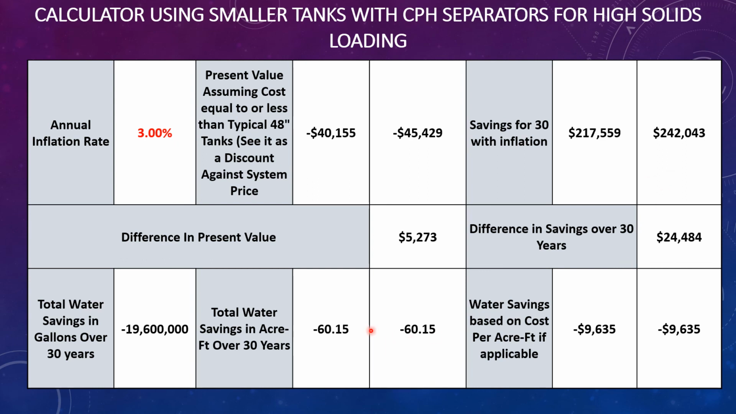The water savings, which was quite impressive, was 19,600,000 gallons over a 30-year period, which is equivalent to 60 acre-feet. So quite an impressive amount that could have been either left in the aquifer or delivered on the crop for increased yield over all those years.